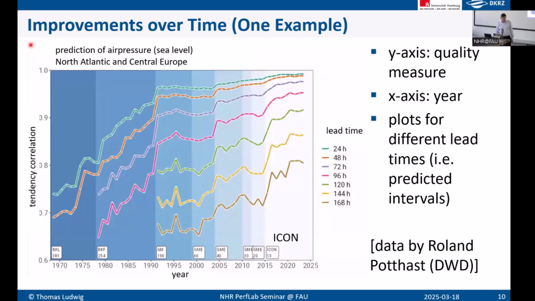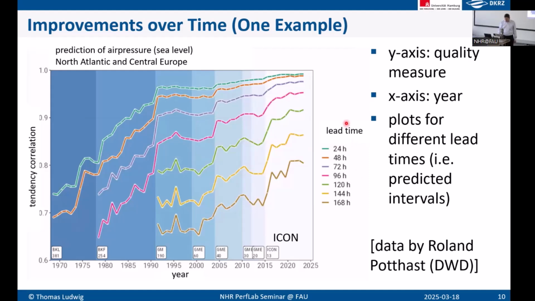Improvements over time are significant. Roland Potthast, a colleague of mine from the German Weather Service, DWD, gave me this slide. What we can see here are lines where the x-axis is the years, and several generations of weather prediction models that they operated. The y-axis gives a quality measure for the prediction, not starting at 0 but at 0.6 already. And you see that depending on how long the prediction is, the so-called lead time, we have lead times between 1 day and 7 days.